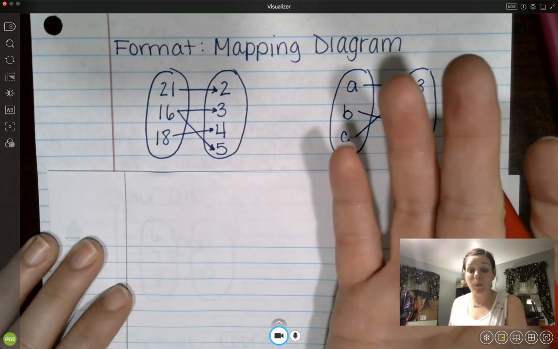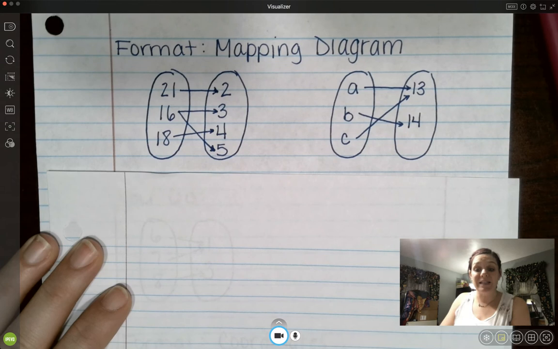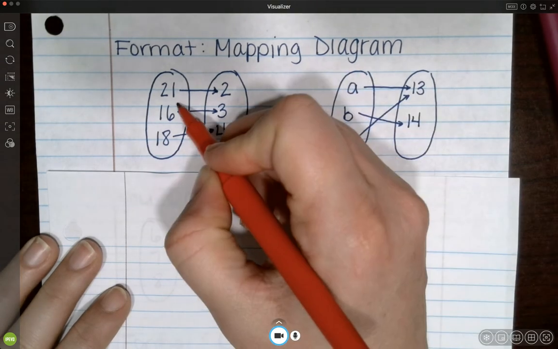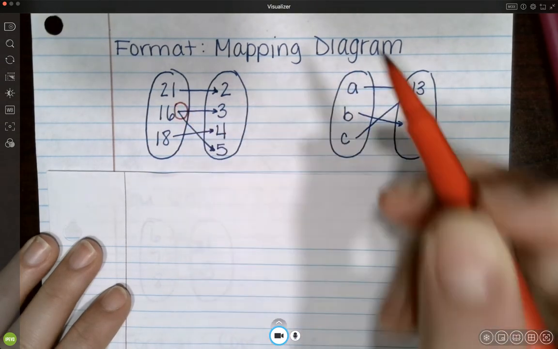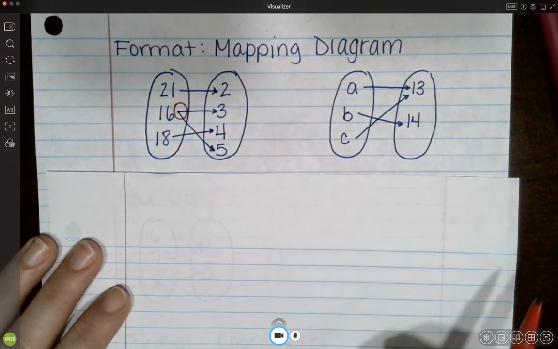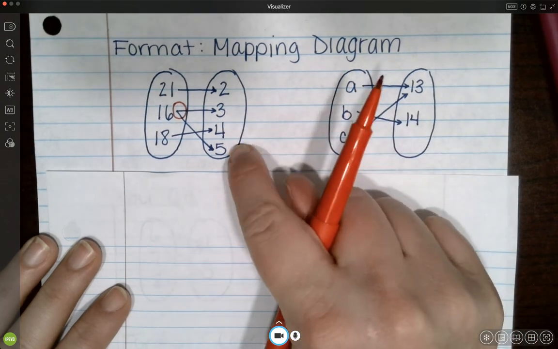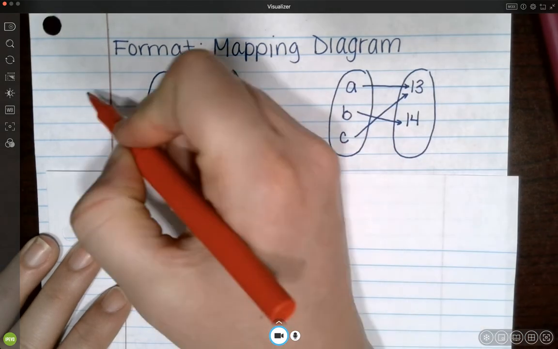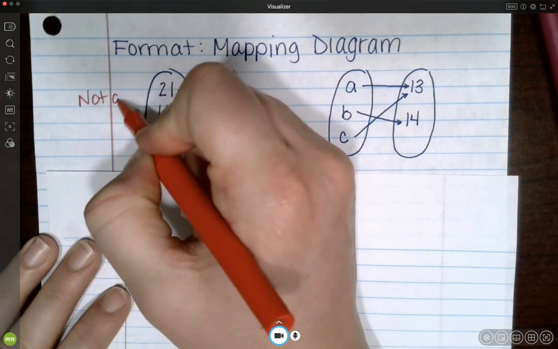Right away when I read this off to you, I see that 16 has an error. There are 2 numbers coming from it, the number 3 and the number 5, which makes this not a function.